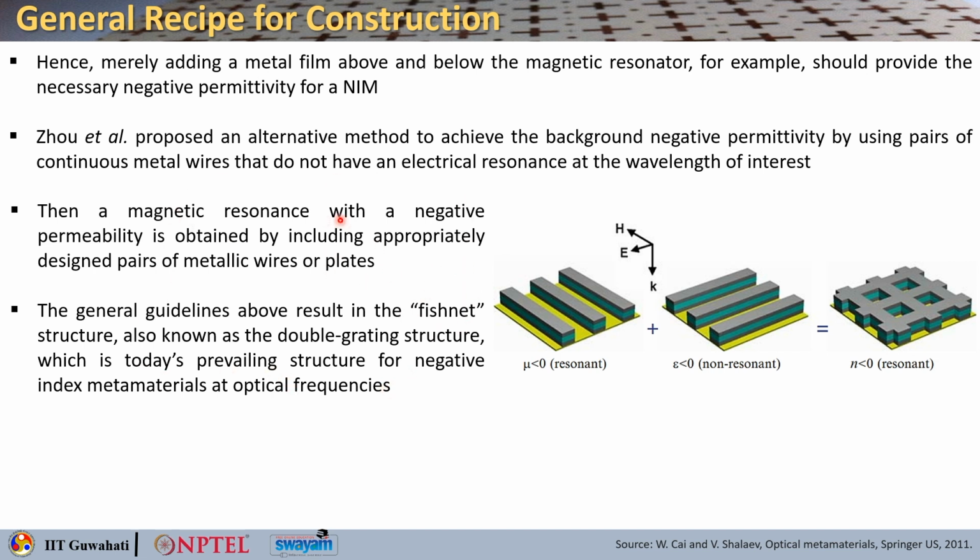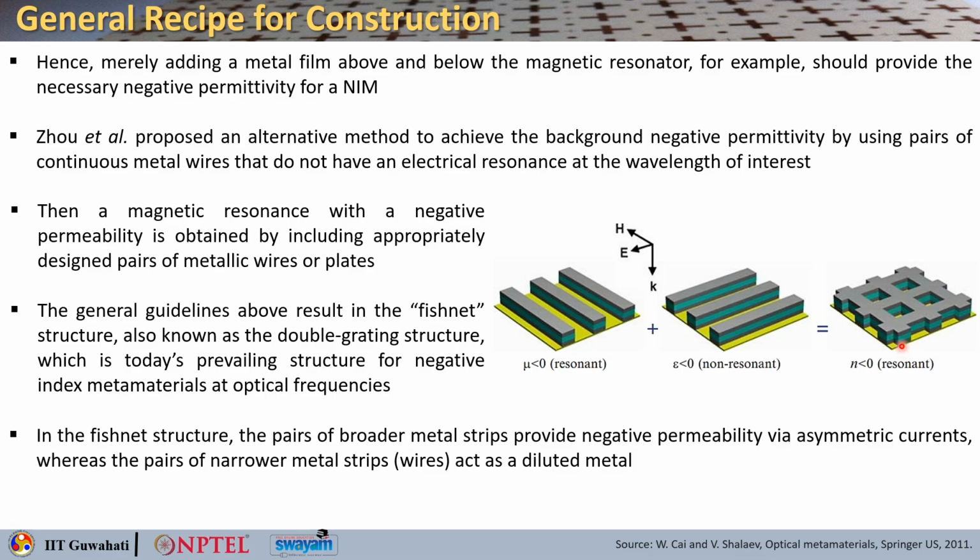The general guidelines that you see here basically result in a fishnet kind of structure that is also known as a double grating structure, which is today's prevailing structure for negative index materials at optical frequencies. You can think of this resonant structure having negative mu, and this non-resonant structure, meaning over a broad frequency range you can get this negative permittivity. When you mix them together, you get this fishnet kind of structure.